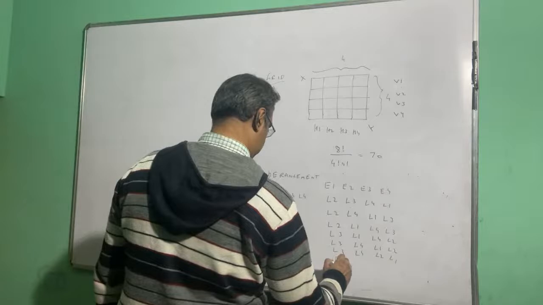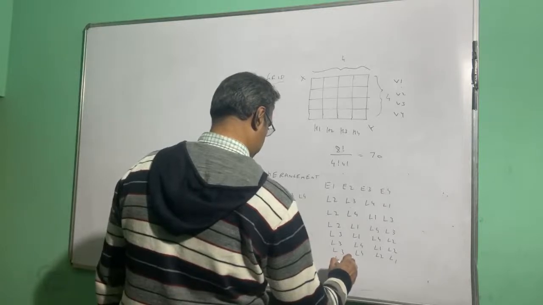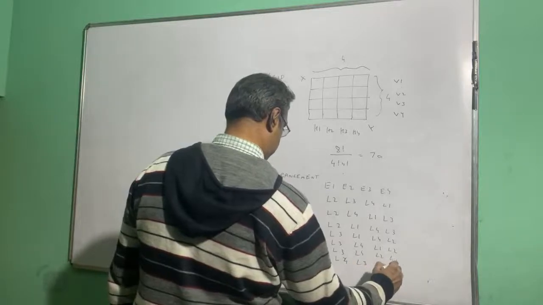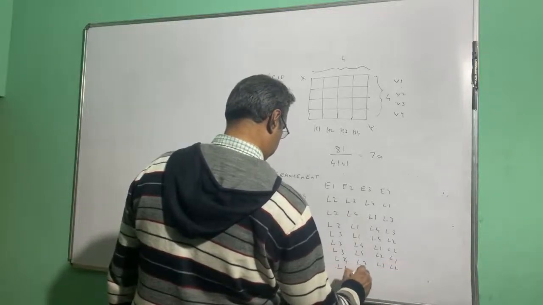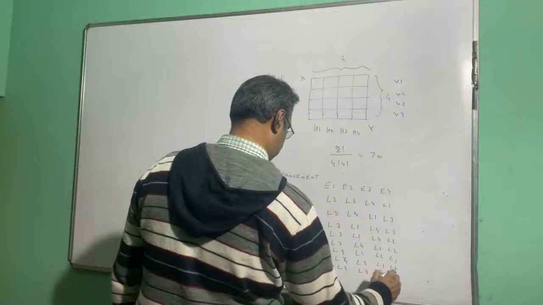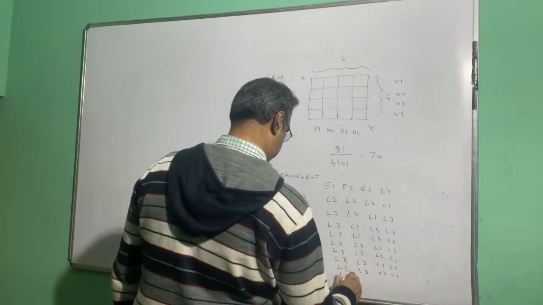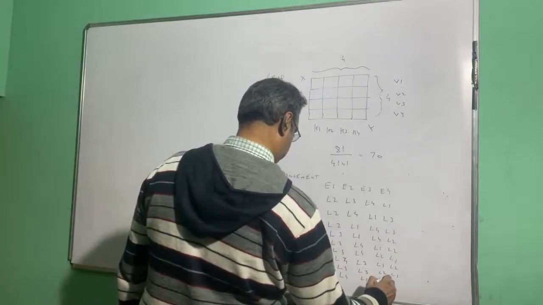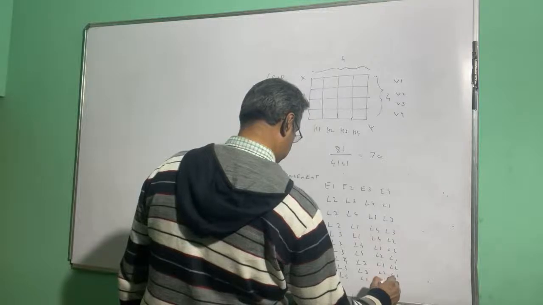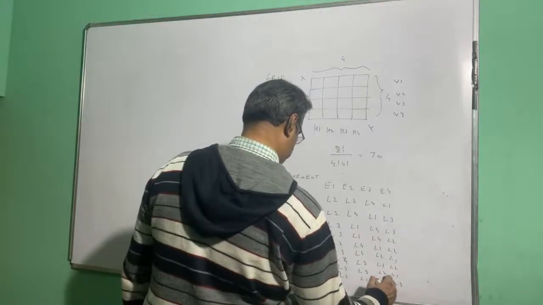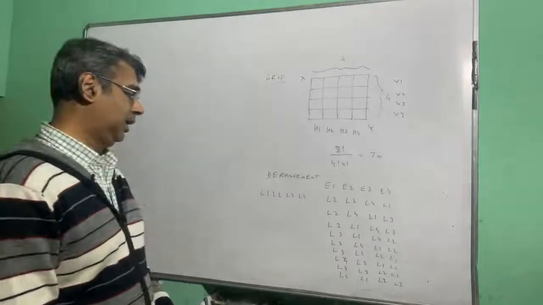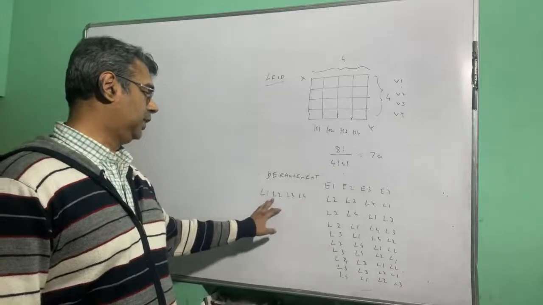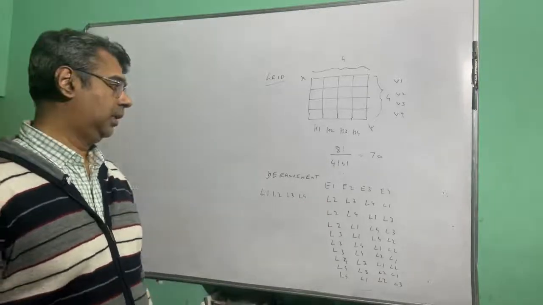And similarly, you can have L4, L3, L1, L2. You can have L4, L3, L2, L1. You can have L4, L1, L2, L3. So there are 9 derangements. There are 9 derangements of these 4 letters in the 4 envelopes.